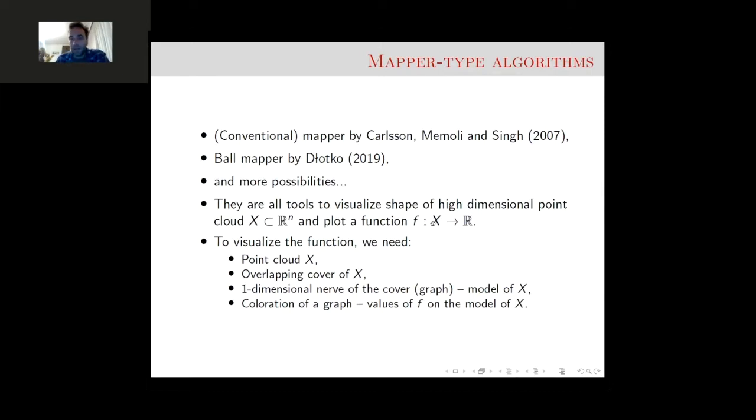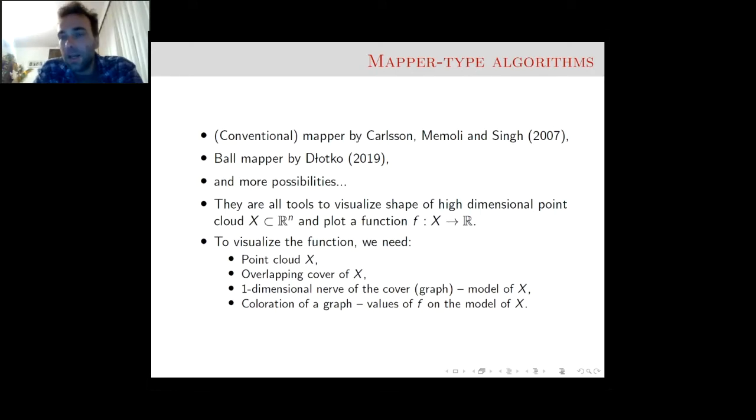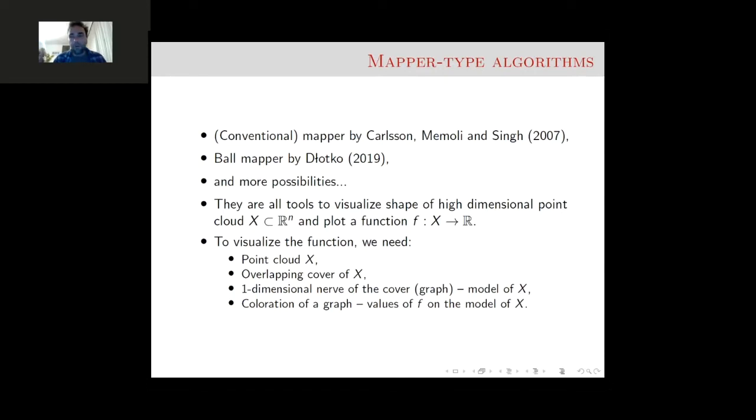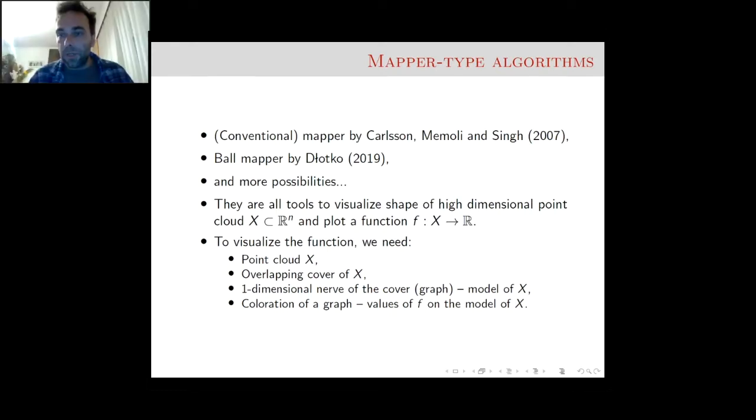Once we have a real-valued function f defined on the points of X, we can also visualize this function using an appropriate coloration. If you want a short recipe for how to use mapper, you need a point cloud. That's the first ingredient. Once you have a point cloud, you need to construct an overlapping covering of it. Once the overlapping covering is provided, you take the one-dimensional nerve of that cover, and we call it a mapper graph, a model of our space X. But then you can apply a coloration. For every element of the cover, you compute the average value of your function f, and that gives a value for a vertex in this mapper graph, which can be visualized using an appropriate color scale. This way we can visualize functions from high-dimensional point clouds into real numbers.